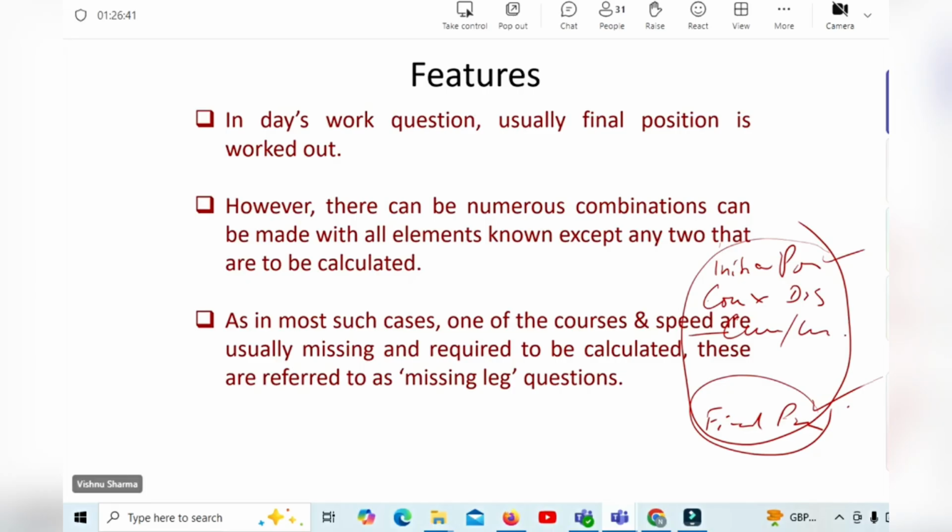As in most such cases, one of the course and speed are usually missing and are required to be calculated. These are usually referred to as missing leg questions, just to give them a name. That one leg is missing, one particular stretch is missing.